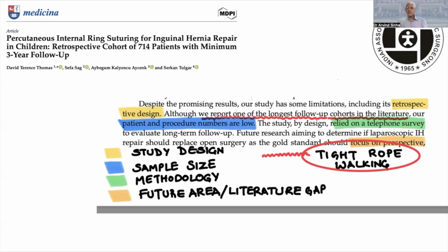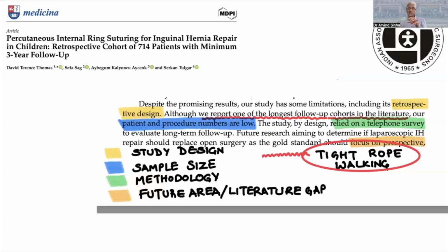The segment marked in green is basically where they say they relied on a telephonic survey, right? That's a methodology fault, a limitation which they have identified. And identified in orange is a focus on prospective studies in this area. This is a future area or literature gap that is available, right? So they've identified four facets where their research was limited in some sense, right?